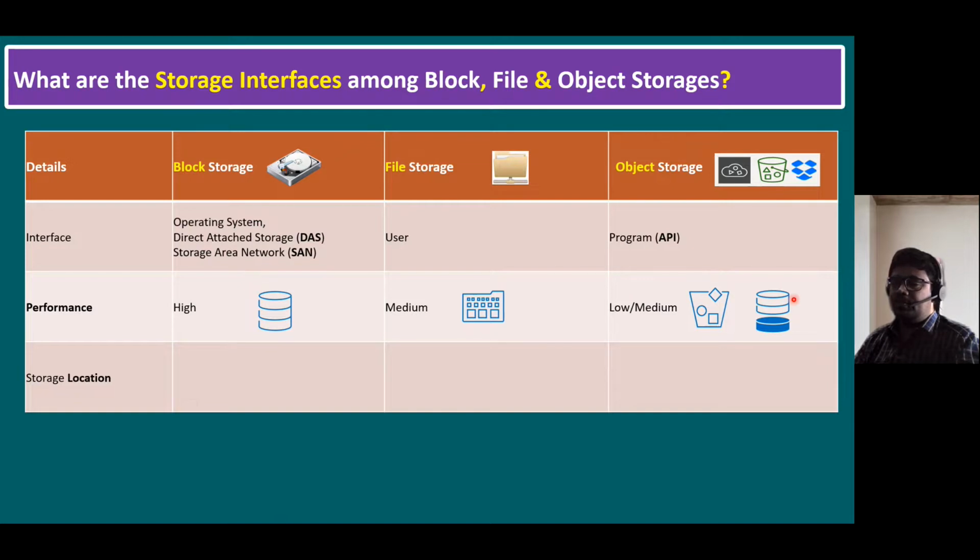And storage location: block storage can be used on-premises, and we can also use it for a private cloud. This is the representation of the private cloud icon. Not only private cloud, you can also store your block storage in a public cloud, and now even in a hybrid cloud. That means the storage location is not only on-premises, but private, public, and hybrid cloud. We can also use it for multi-cloud or cross-cloud purposes.